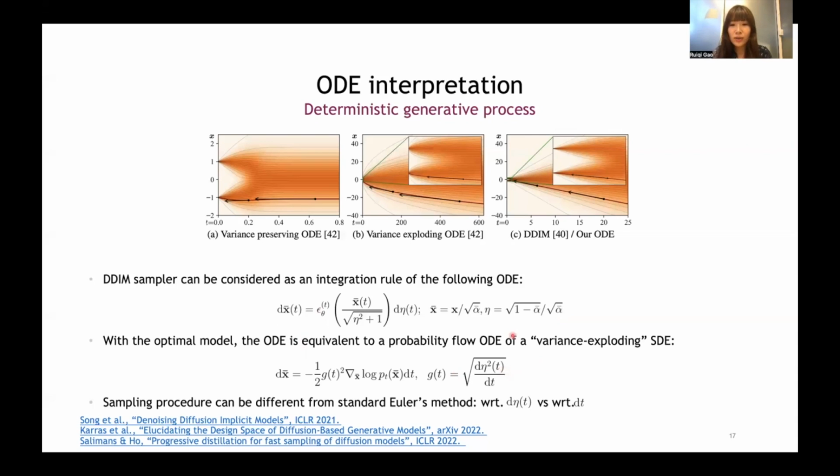Note that although these two are equivalent, the sampling procedure can still be different. For the above ODE, we take the sampling process over eta t, while for the second formulation, for both equations we use the standard Euler's method, but the second one takes the Euler step over dt. In practice, people find that the first one works better than the second one because it depends less on the value of t, but depends directly on the signal to noise ratio of the current timestamp.